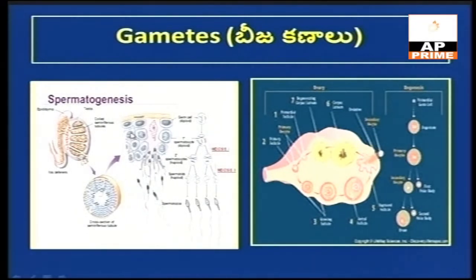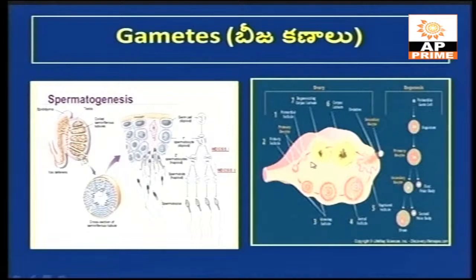Here the epithelial lining is called primordial germ cells or germinal epithelial cells. From these germinal epithelial cells, the spermatid will be formed. Later, this immature spermatid will mature into the spermatozoa.